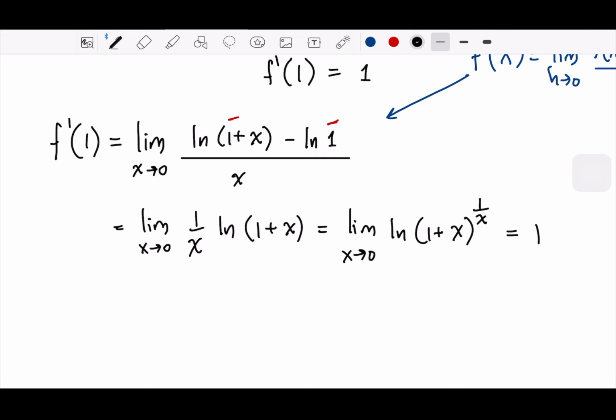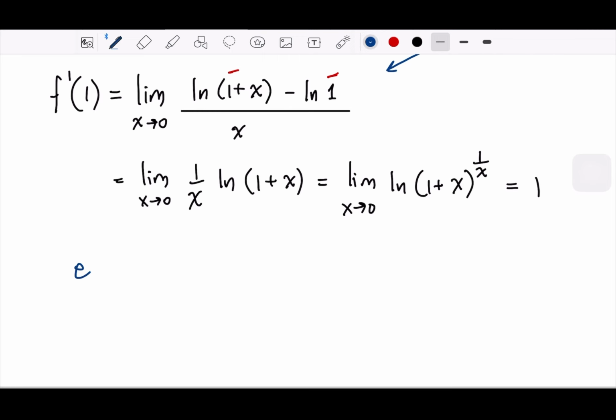Now I would like to start with e to the power 1, right? And we can replace this 1 with this limit. So we can write down that e can be raised to the power of the limit.